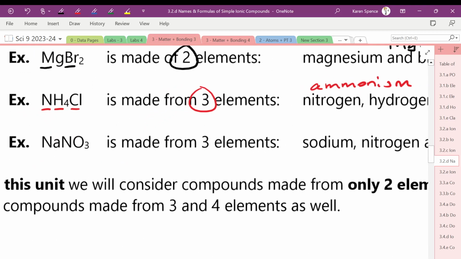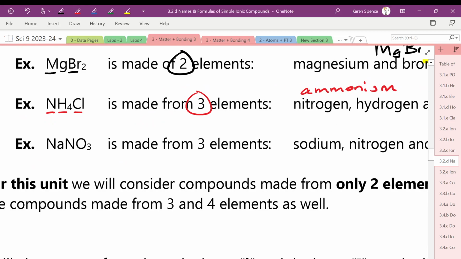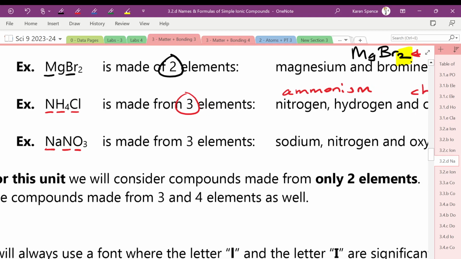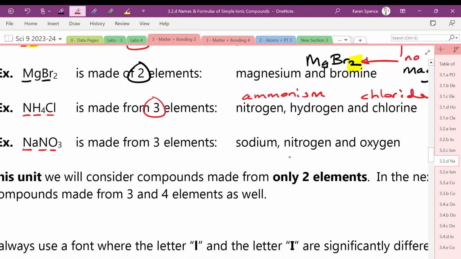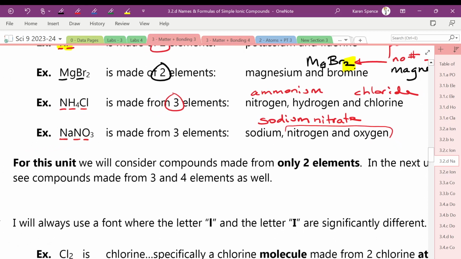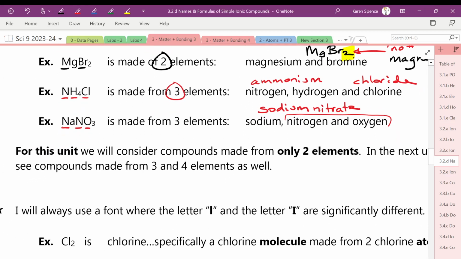How many elements in NaNO3? 1, 2, 3. And this one is actually called sodium nitrate. The N and the O together are making the nitrate. But again, should you write that down? Probably not. In this unit, Unit 3, we're only going to consider compounds made of 2 elements.